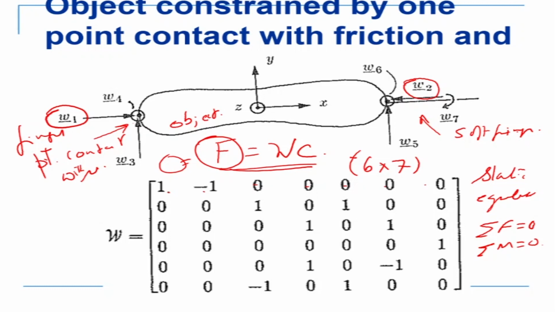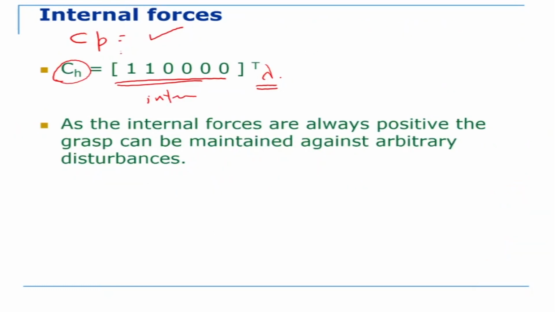Okay, so what are the internal forces that are required? W1 and W2, which is shown here. So this is my W1 and this is my W2. Others can be 0. Okay, what are the other multiples of this? It is this CP solution into lambda, and this is a positive constant. Now the internal forces are always positive, and we have to keep them positive such that the grasp can be maintained against arbitrary disturbances. Otherwise the grasp cannot be maintained.